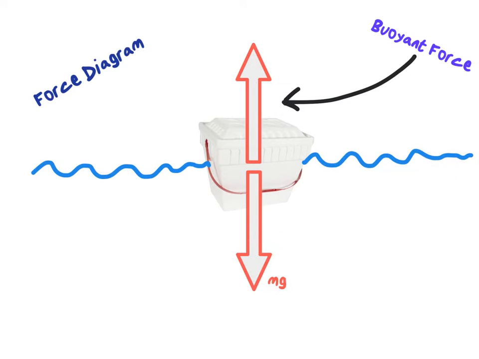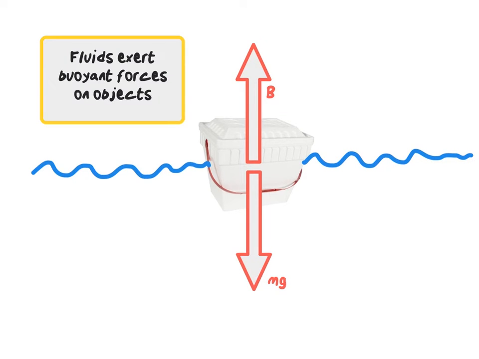Now, oftentimes you'll see F sub B. I use uppercase B, really just to shorten the time it takes to write out the force. So just from a very basic forces standpoint, we can identify that fluids exert buoyant forces on objects.